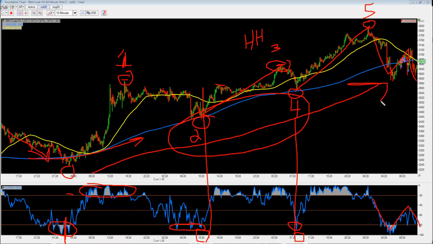Hopefully you can see that. So this is your wave theory. The way it works is 1, 2, 3, 4, 5, and then a lot of times you have an ABC correction on it. This is the basic wave theory. Very, very basic. And this is how you're going to apply it into your trading as well.